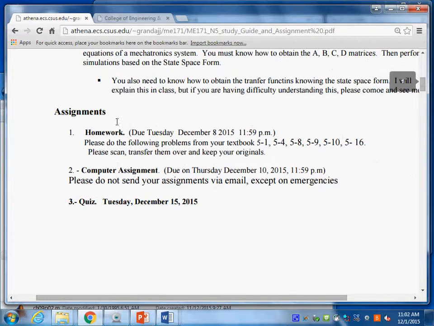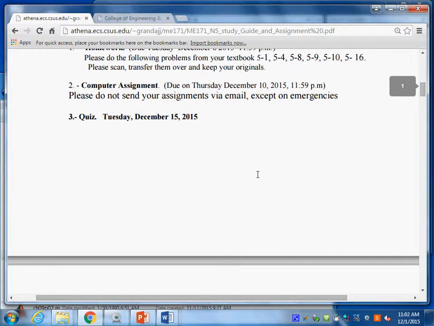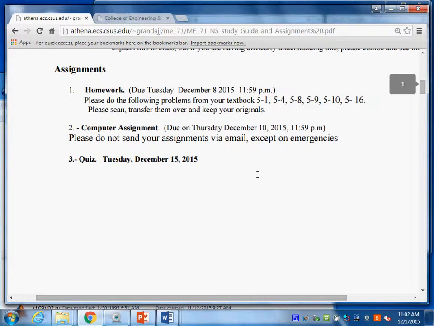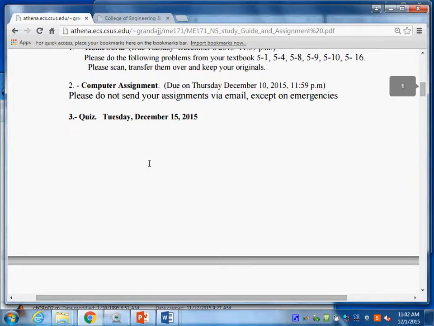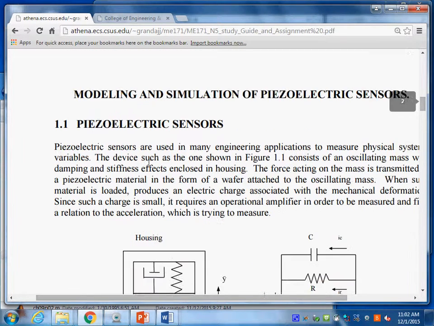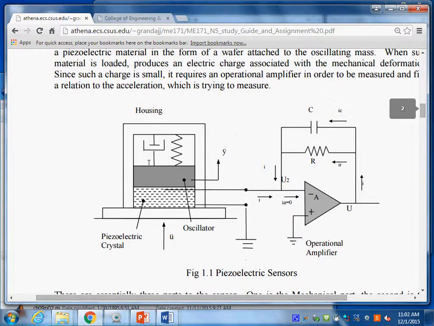There are in here some guidelines for homework for next week from chapter 5, and a computer assignment due on December 10, which is this example here. Quiz Tuesday, December 15. Okay, here we go.